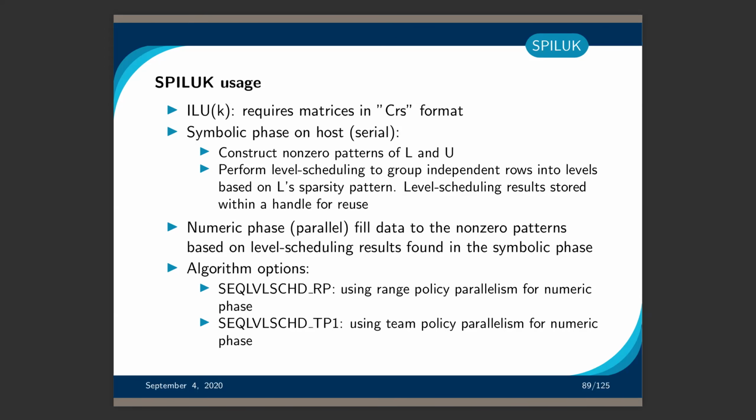And there are 2 algorithmic options. One that implements the numeric factorization phase using Kokkos range policy and flat parallelism. The other implemented using hierarchical parallelism with Kokkos team policy. The second option is likely the best performing in most cases as it exposes more parallelism in the algorithm.